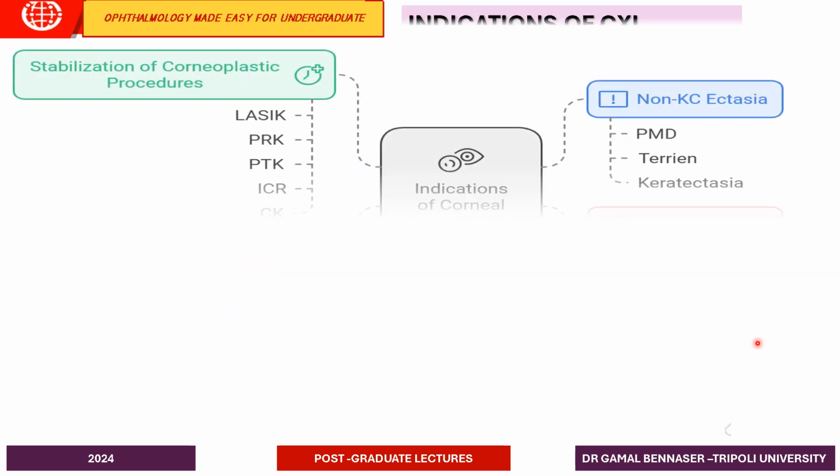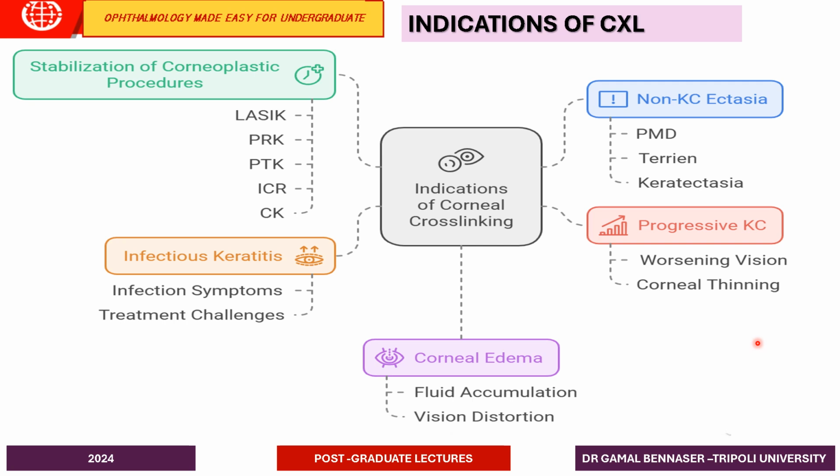Now, what are the indications of cross-linking? Of course, on top is the presence of progressive keratoconus with a significant drop in visual acuity, worsening of visual function and corneal thinning. This is a strong indication. Also in children, it is very important to know that we need not wait to document the progression of the disease to start cross-linking. Once diagnosed as keratoconus in children, we have to do cross-linking because in these patients the progression is very rapid and very aggressive. So we need to do cross-linking as soon as we diagnose the case as keratoconus.